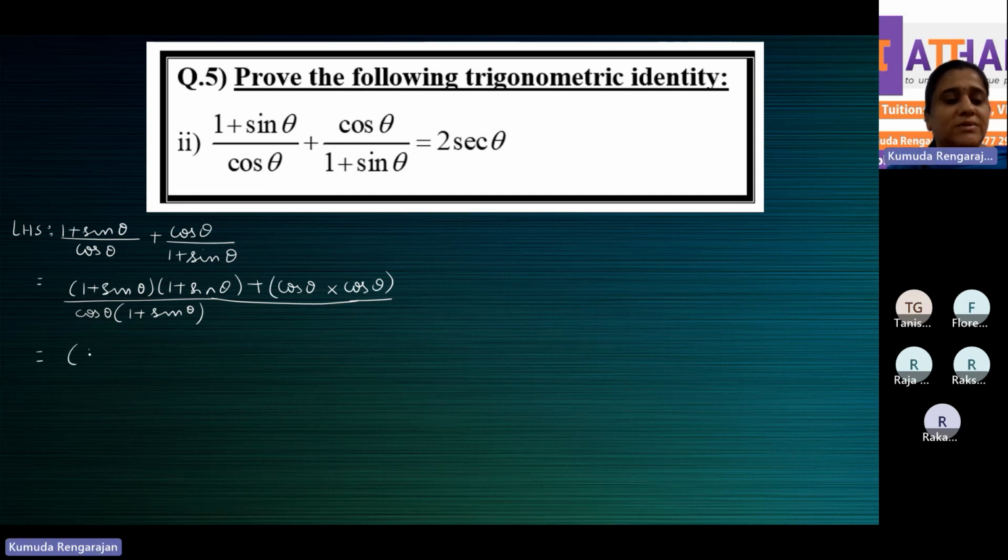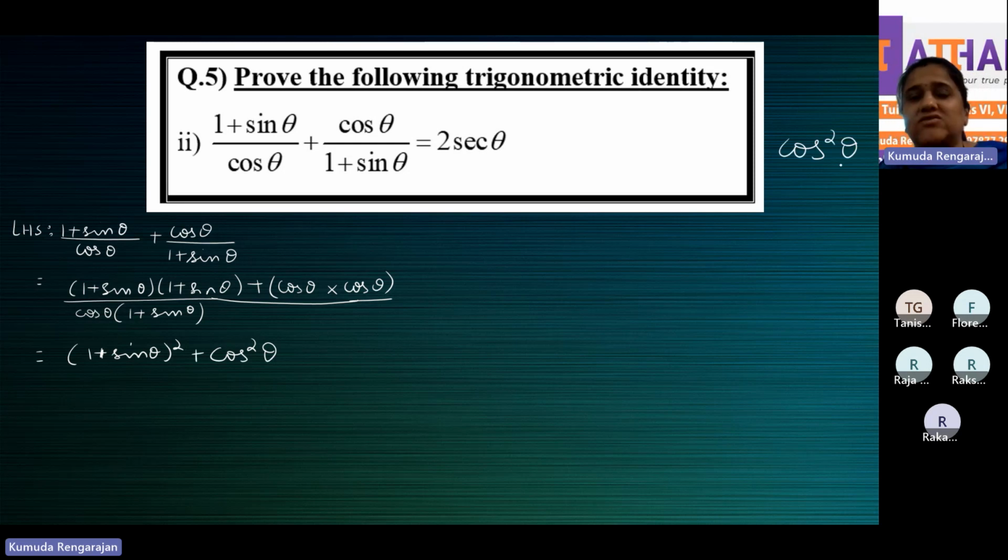Next step. So this becomes 1 plus sine theta the whole square, plus what is cos theta into cos theta? Cos square theta. Cos theta the whole square is written like this and read as cos square theta, which is nothing but cos theta into cos theta, divided by cos theta into 1 plus sine theta.